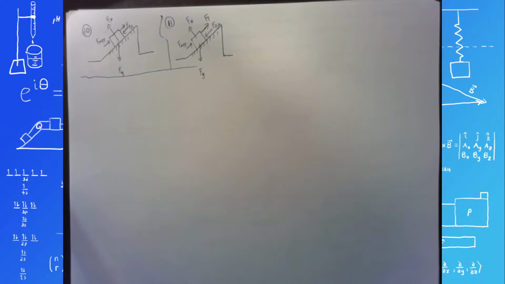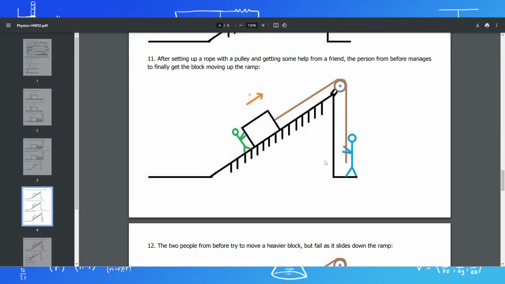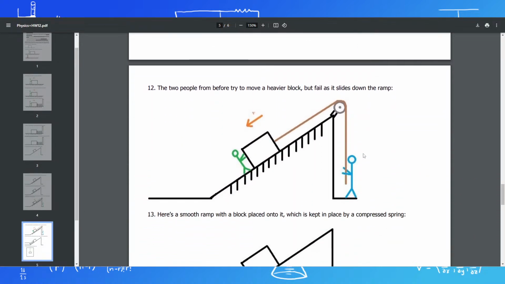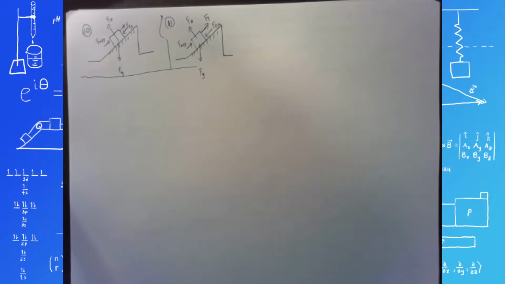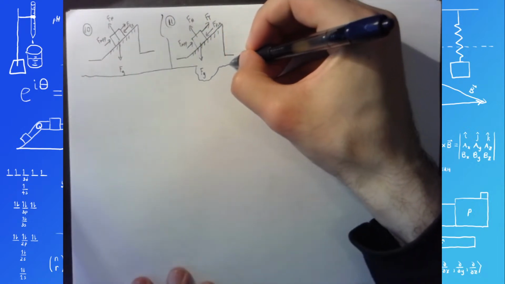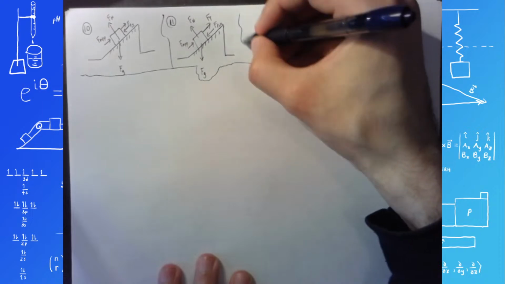All right. Next scenario. Scenario 12. The two people from before try to move a heavier block but fail as it slides down the ramp. Okay, so the only thing that changes between this and the previous scenario is the direction of motion, but everything else should still be the same as far as our diagram is concerned. So scenario 12.